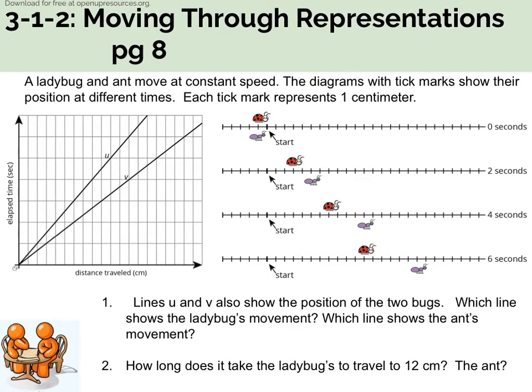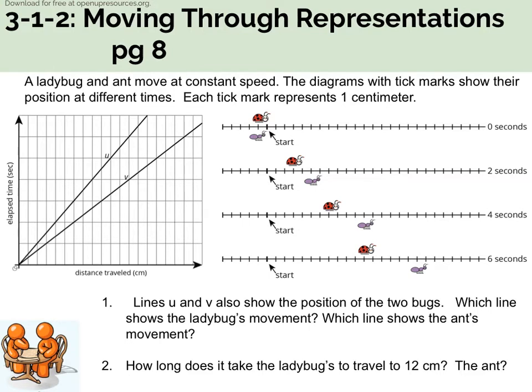On page 8, what we're asked to do is, lines U and V show the position of the 2 bugs. Which line shows the ladybug's movement and which one shows the ant's movement? And then how long does it take the ladybug to travel 12 centimeters? And then also the ant. So we're just going to do these 2 questions right now on page 8. I know there's more of them, but let's just focus on these. So go ahead and pause and label the 2.